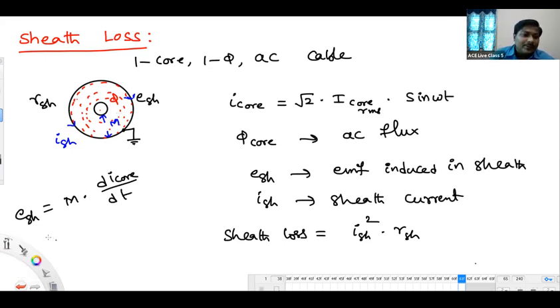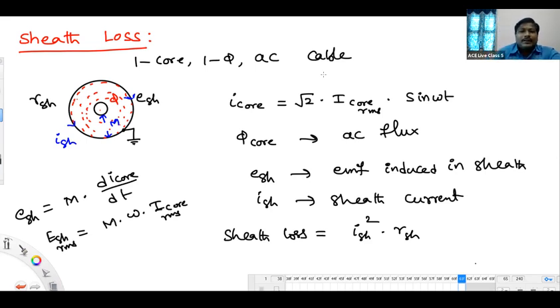If you write the RMS value of this EMF, you will get M into omega into core current RMS. Okay, so I think all of you are getting it. Magnetic flux will penetrate even through the insulator. It will have relative permeability of 1, just like air. Air is an insulator, right?